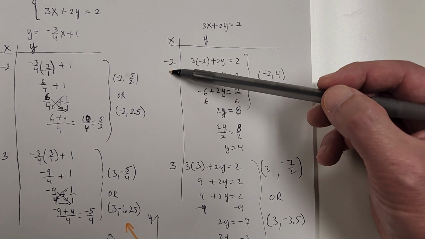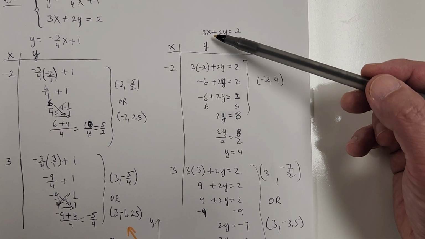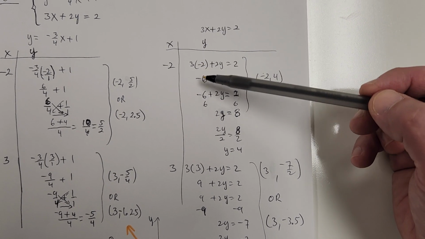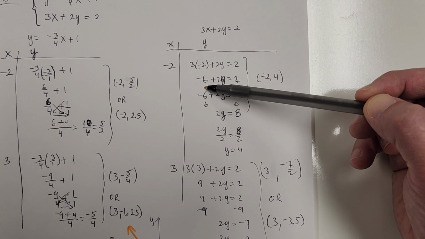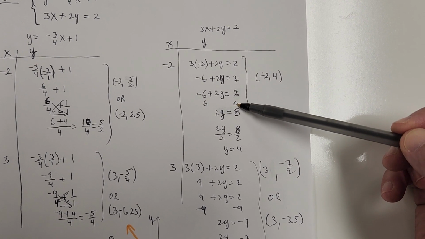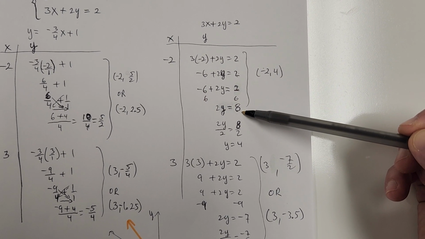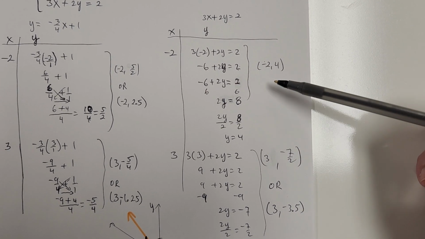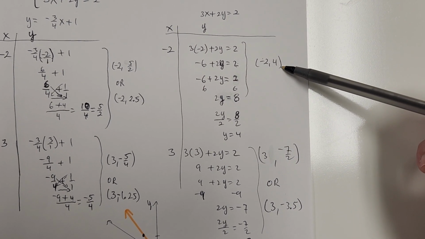I'm selecting -2, so put the -2 in. So here's my x right here. Put the -2 in, so that gives me -6. Now add 6 to both sides, gives me 8, and then divide that by 2, so y is 4. So my first point is -2, 4.